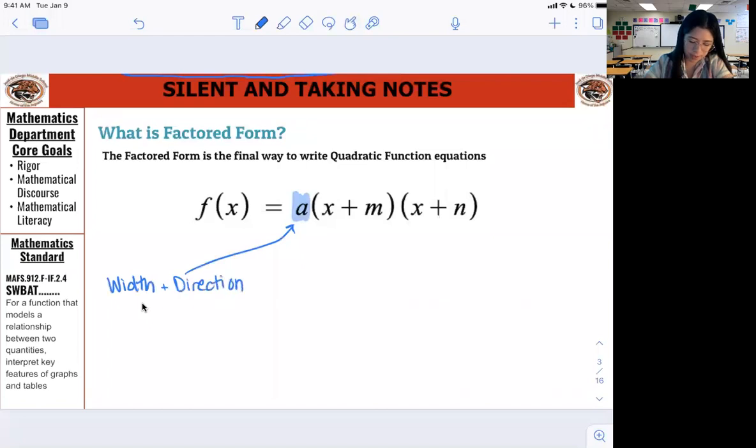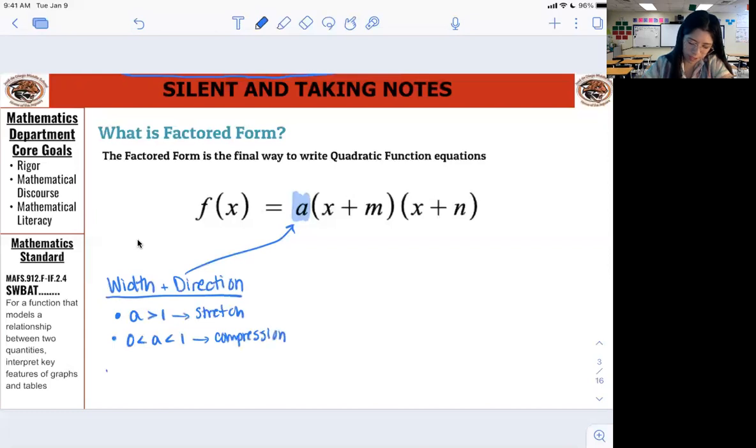This is all the same as all the other types of forms. So this is nothing new right now, right? If A is greater than 1, what's happening? It's greater than 1, then it's going to be stretched. It's a stretch. If A is between 0 and 1, compression.